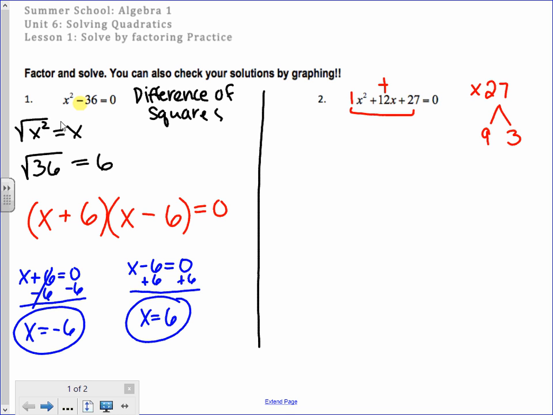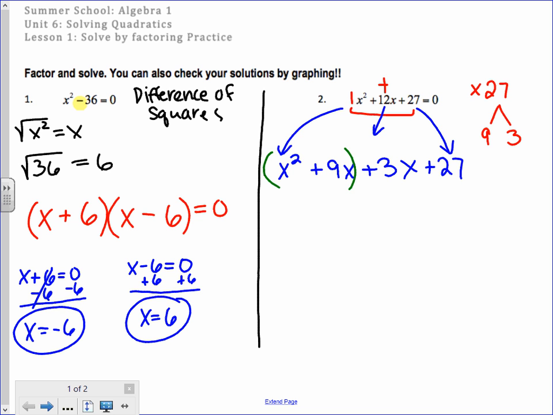Once I find those two numbers, I go ahead and I split the middle. Remember, the first term comes down in front, x squared. The last term, plus 27, comes down. And then I split the 12x up into plus 9x plus 3x. Once I've split the middle, now I group the first two terms together and the last two terms together. From each of these groups, I look for a GCF. It appears for x squared plus 9x that there is an x in common to both. That's its GCF. And when I divide that GCF out, I'm left with x plus 9.